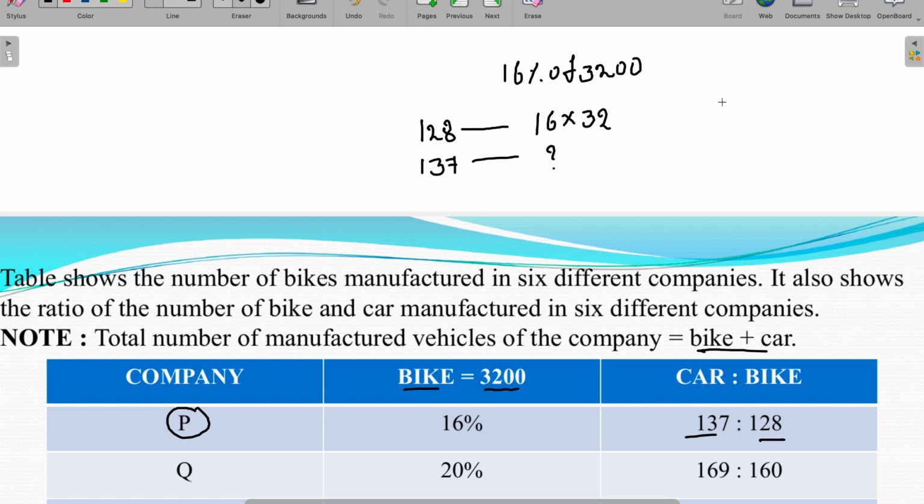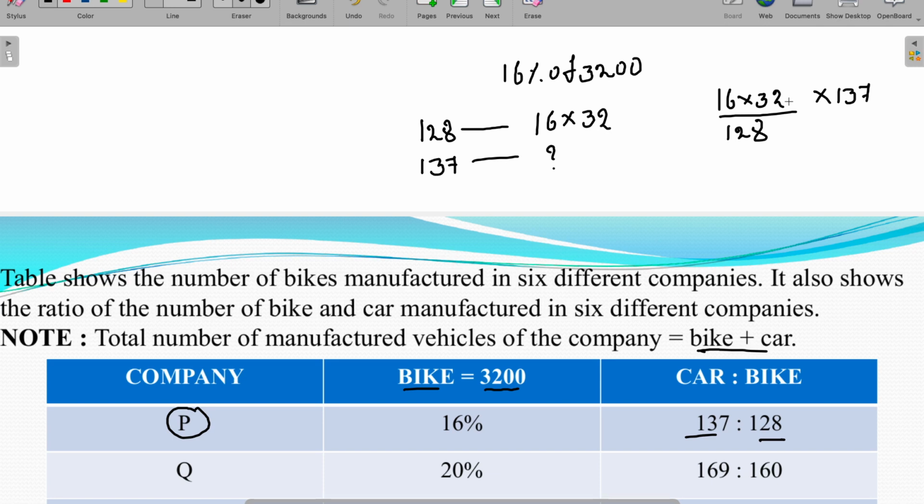137 parts how much? If I solve that, 16 into 32 divided by 128 into 137. Like this we have to calculate. Then 16 ones are 16, eights are again 8, fours are 137 into 4 is the answer. Like this we will calculate cars.